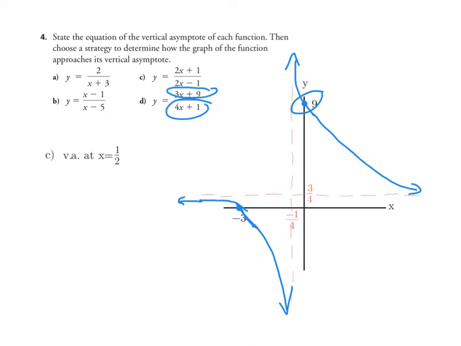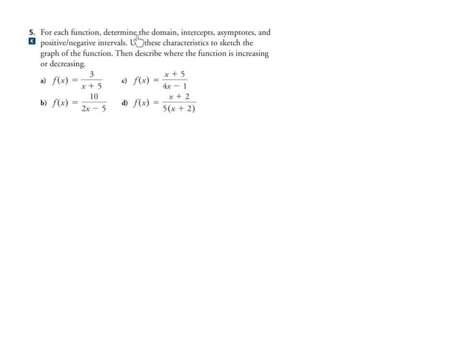But to answer the question, for this vertical asymptote, it's going towards negative infinity on the left and positive infinity on the right. Let's go to question number 5. Number 5, for each function, determine the domain, intercepts, asymptotes, and positive, negative intervals. You use these characteristics to sketch the graph of the function, then describe where the function is increasing or decreasing. So that's a lot of stuff to do. All right, let's start. Part A.